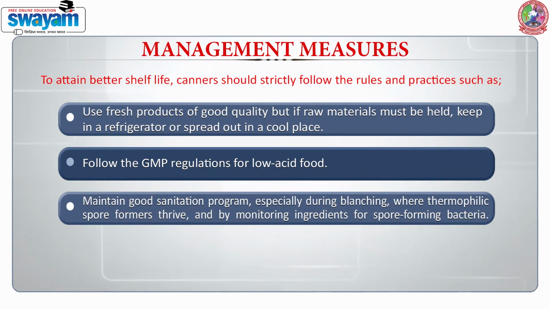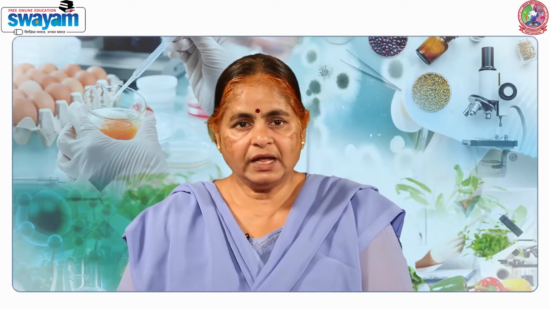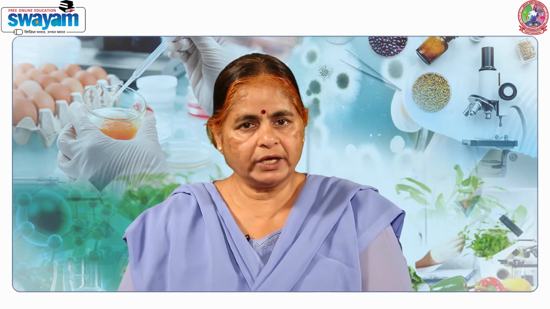A good sanitation program should be maintained, especially during the blanching process where thermophilic spore formers survive, and by monitoring the ingredients for spore forming bacteria. As a general rule, food with high spore levels requires more retort time and higher temperature in the same or similar operations. Follow necessary handling techniques during the container cooling and post cooling period.